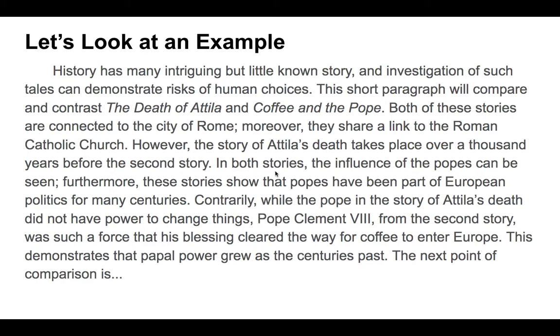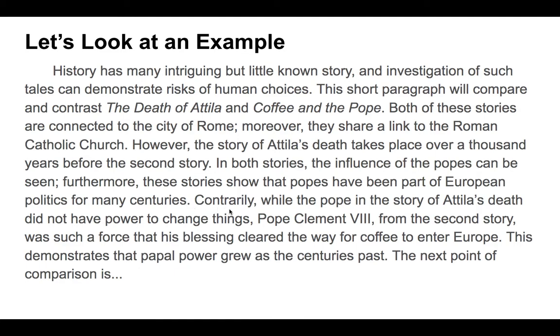In both stories, the influence of the popes can be seen. Furthermore, these stories show that popes have been part of European politics for many centuries. So now this is moving into that explanation and analysis portion, where I explain the connection that the popes are in both stories, but that there's been a shift in the relative power of the popes in terms of their political influence. Okay, so that's a bit of that explanation piece that I was talking about.